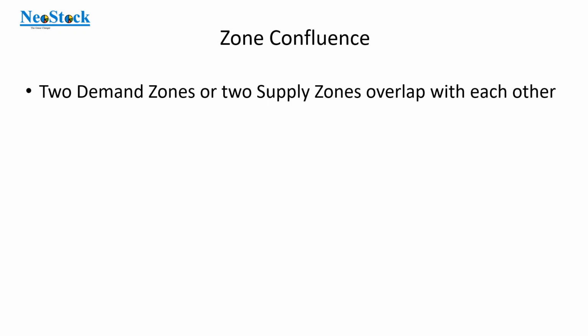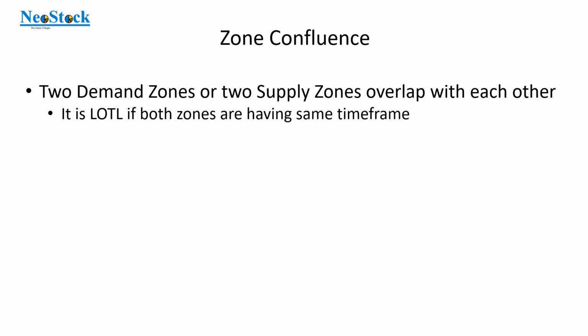Then what is the difference? When two zones are overlapped with each other, when can we say it is LOTL or when can we say it is a zone confluence? Definitely both are not the same concept. We already learned earlier in the phase 1 training program that when two demand zones or two supply zones overlap with each other, it is a LOTL. But the condition is both zones should be on the same time frame.